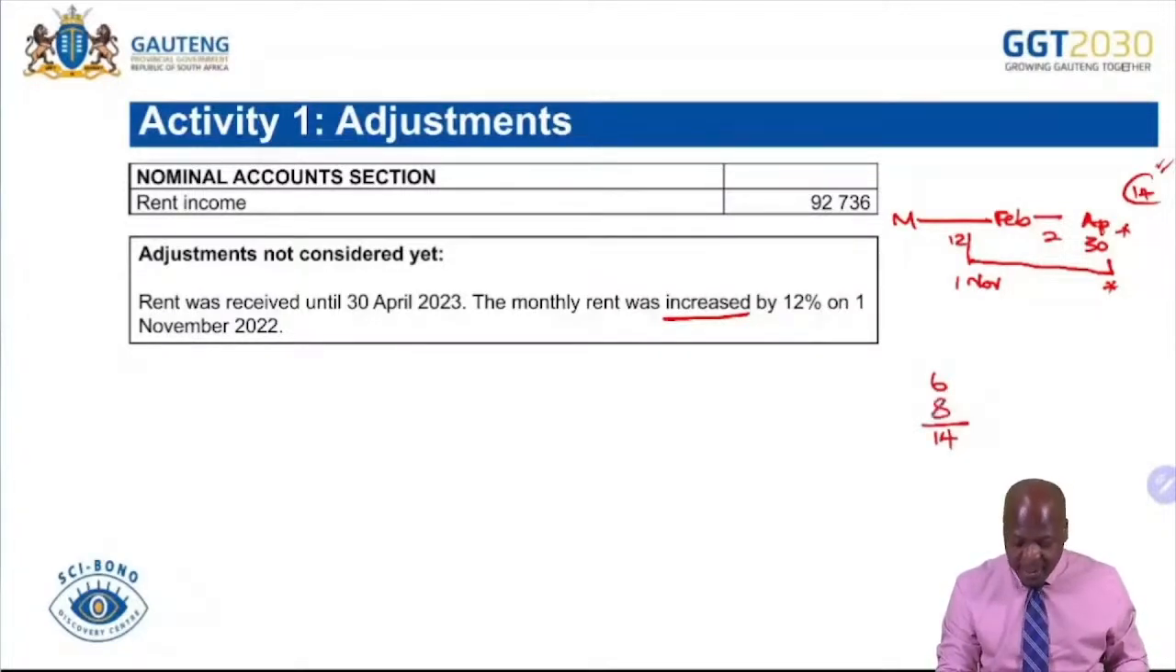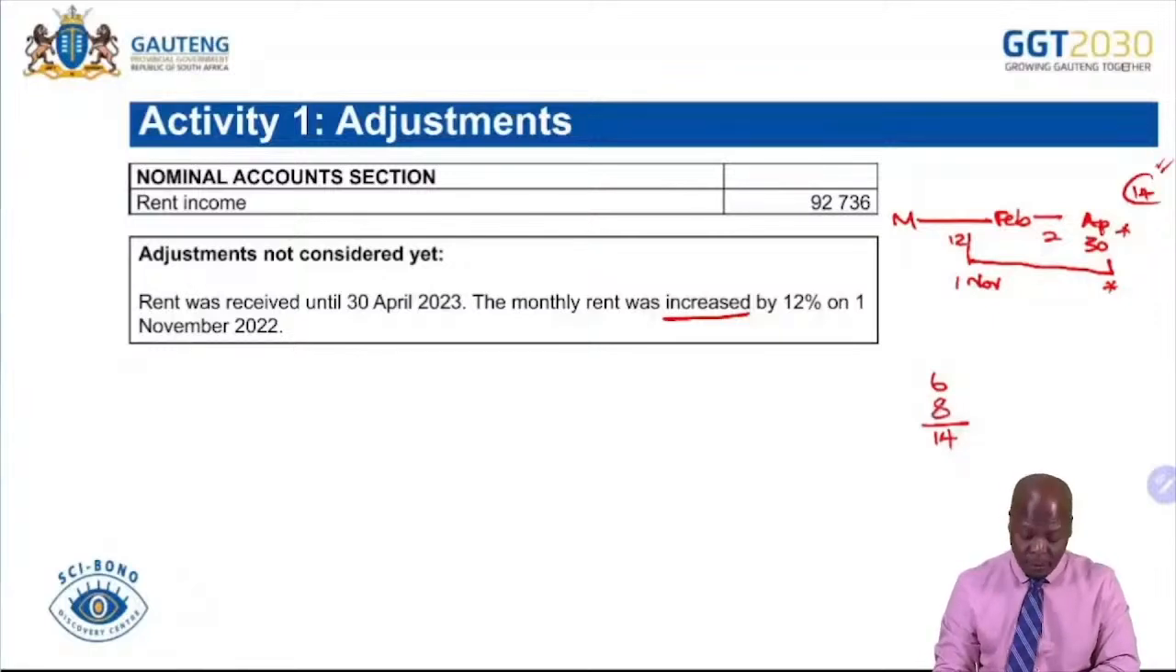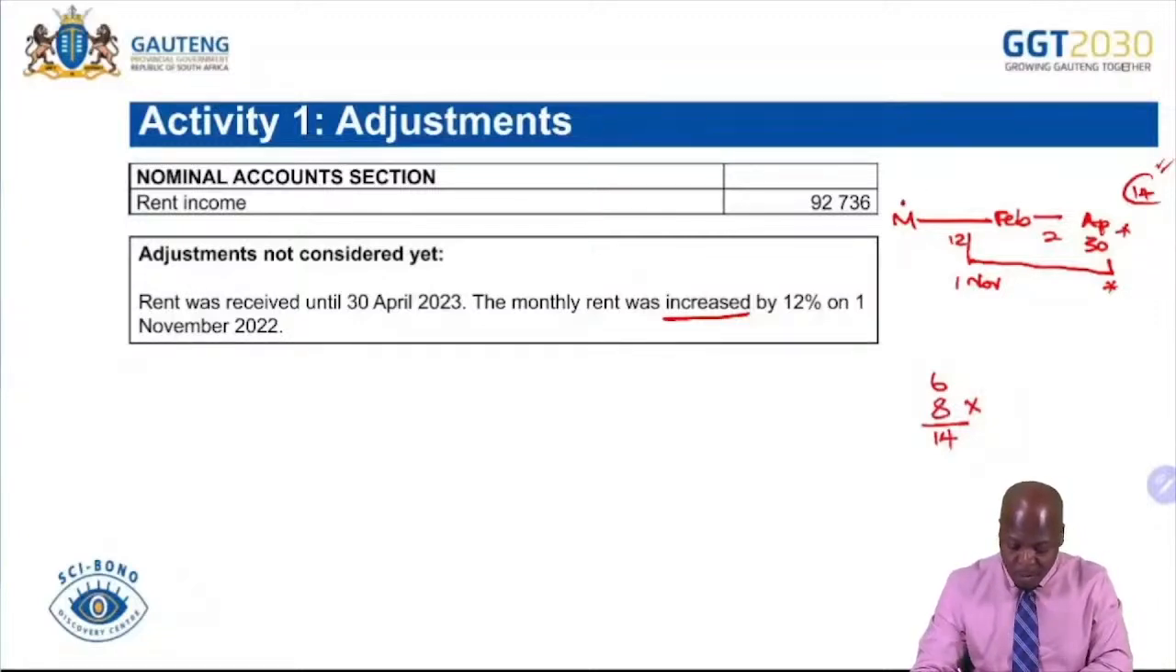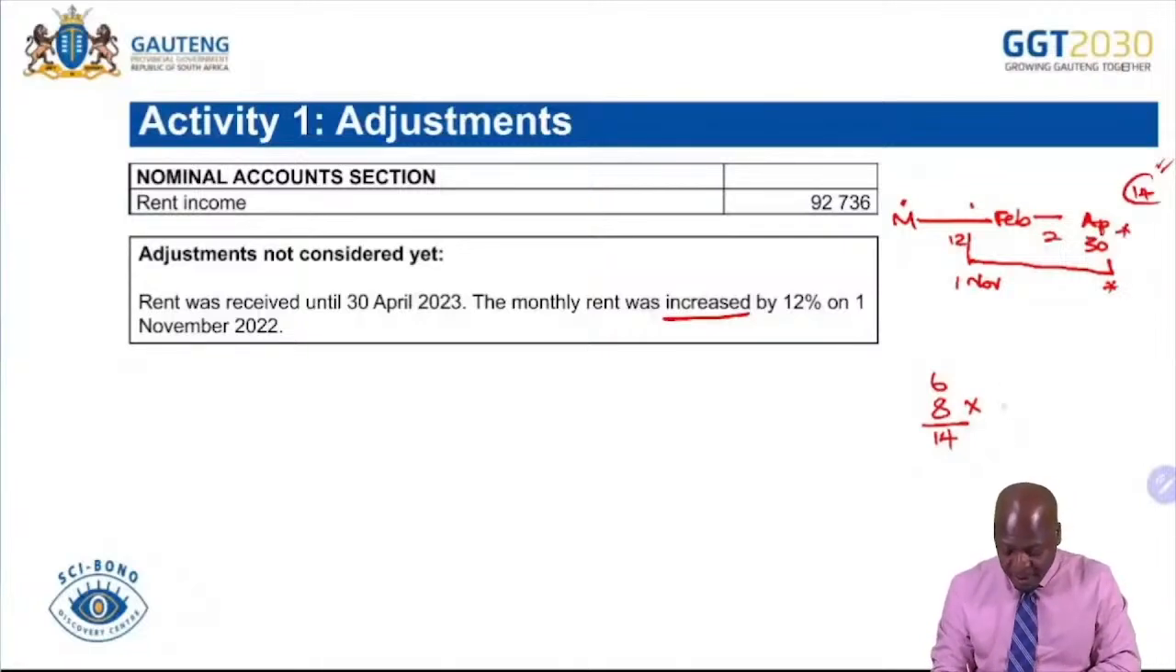It would be 8 months that had no increase. All right, so 6 months and 8 months. Hence, we end up with 14 months. The 8 months were constant. There was no change in the first 8 months. The first 8 months are from March until the 30th of October. From March to October, there was no change there. So for those 8 months, rent was 100%.